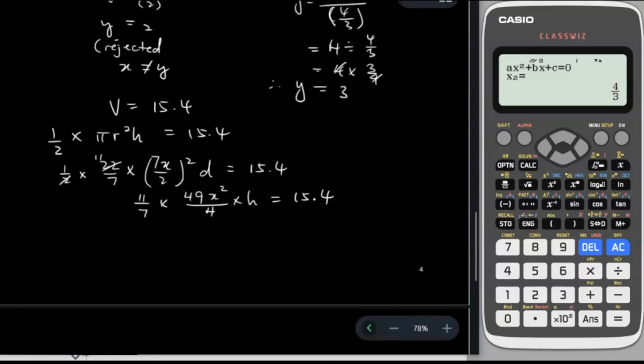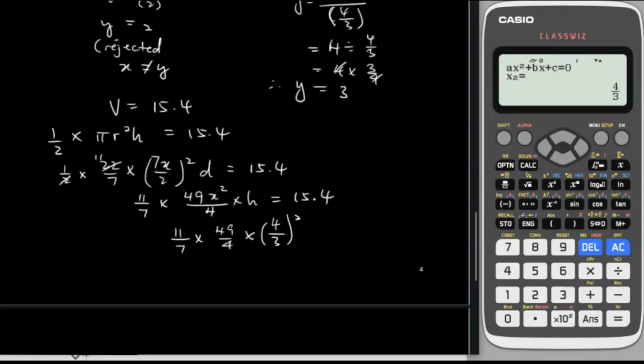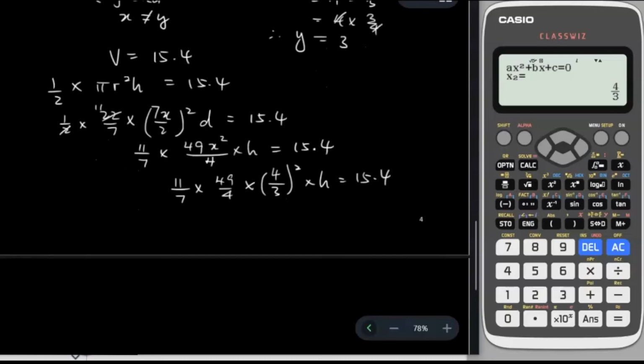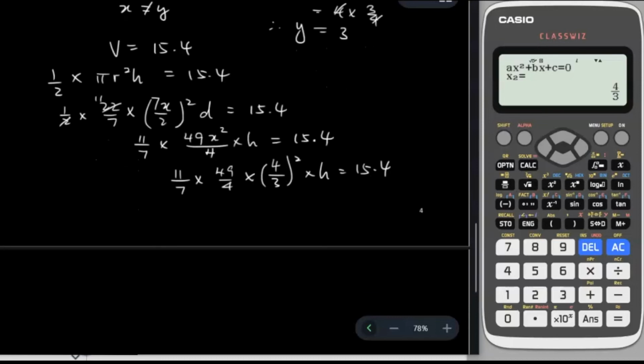So this x, I'm going to replace with 4 over 3. So it'll be 11 over 7 times 49 over 4, I move it out first, then the x is 4 over 3, whole thing squared, then times the height, which is 15.4. Let's calculate this first, step by step. This one is 49.